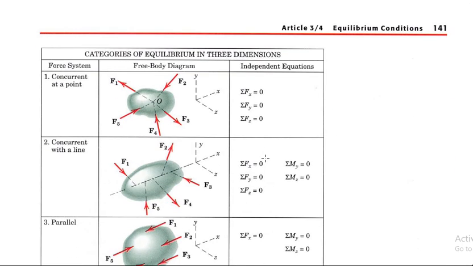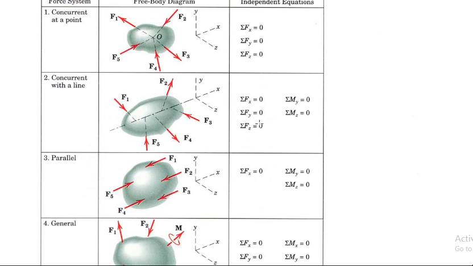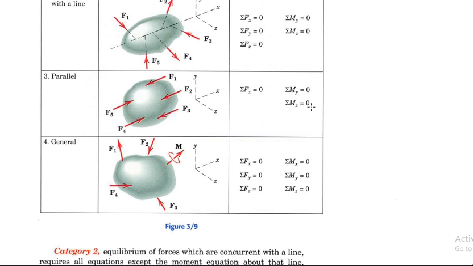Then the categories of equilibrium. As the first category, concurrent at a point: all the forces must meet at the point and the summation of the forces must equal 0. The summation of forces in x direction, y direction and z direction is also equal to 0. Then concurrent with a line: the summation of forces is equal to 0 and the summation of moments is also equal to 0. Parallel means the lines of action of the forces are different but parallel to each other. It means that all the forces lie in the same plane.